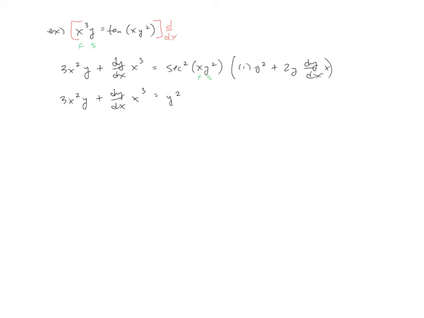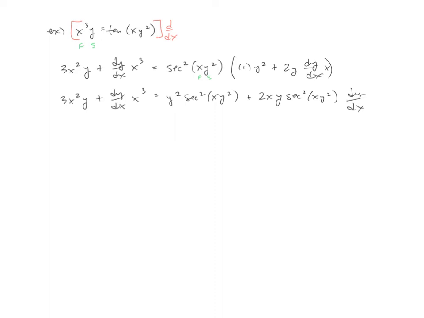So I'm going to have a y squared secant squared xy squared plus 2xy secant squared xy squared dy dx. Okay, so nothing new on the left, and on the right I distributed, so I've got a y squared secant squared, that stuff, plus I've got my 2xy right there. That's the x I almost forgot a minute ago, tacked it on back there. And then my secant squared gets thrown in, and then my dy dx.